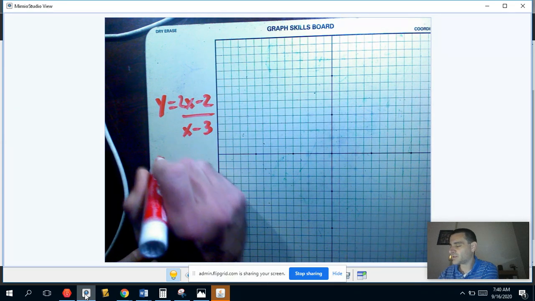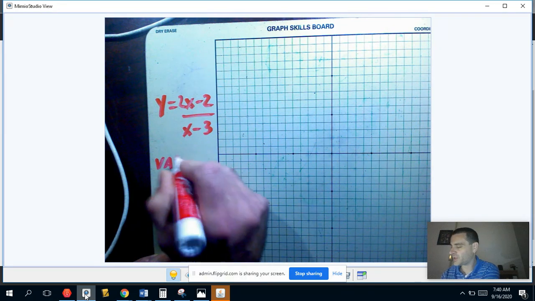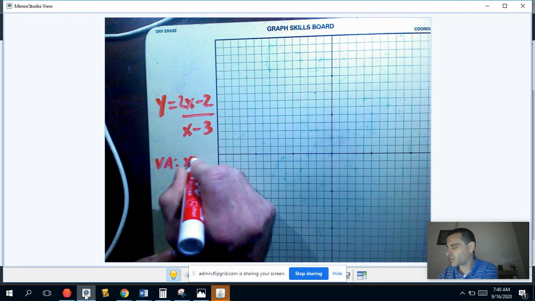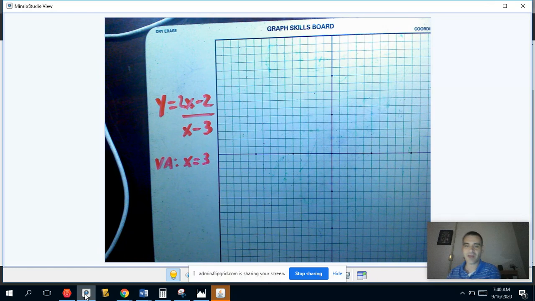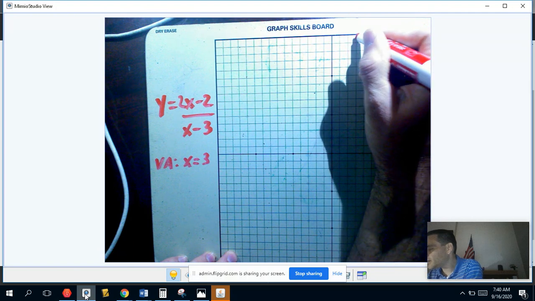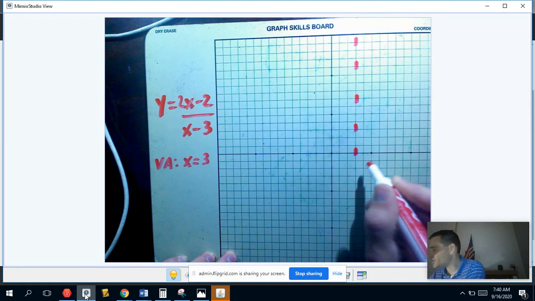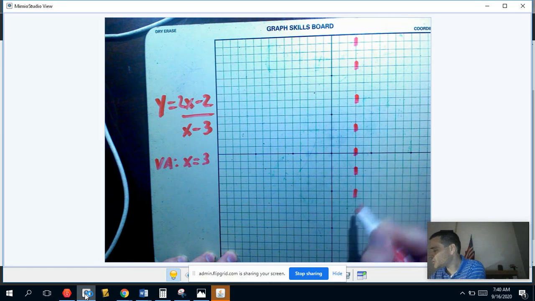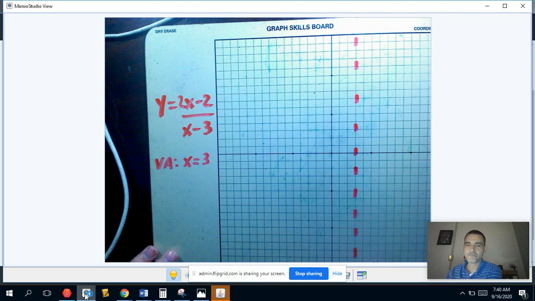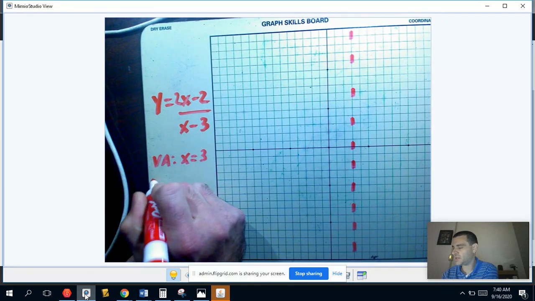Our vertical asymptote, remember, is just simply setting the denominator equal to 0. So in this case, it would be x equals 3. You can ignore the top completely when you find the vertical asymptote. So we'll go over here to 3 and put a vertical asymptote. Now, asymptotes are not actually part of the graph, so we're going to make this a dashed line.